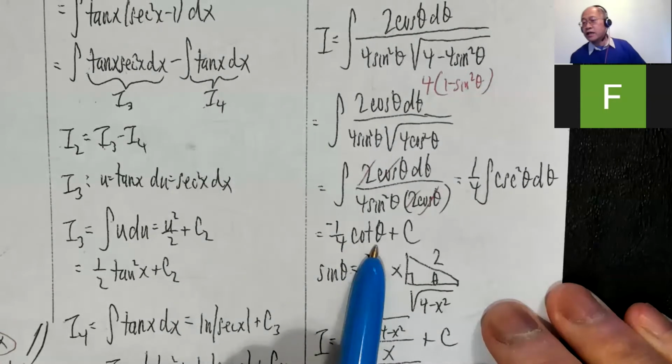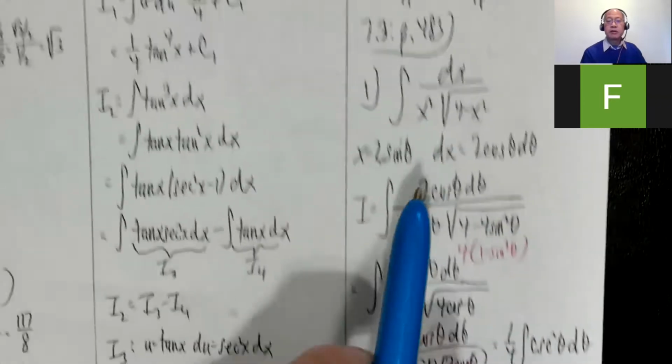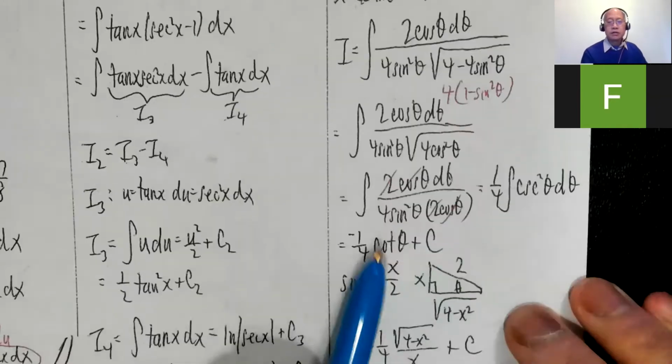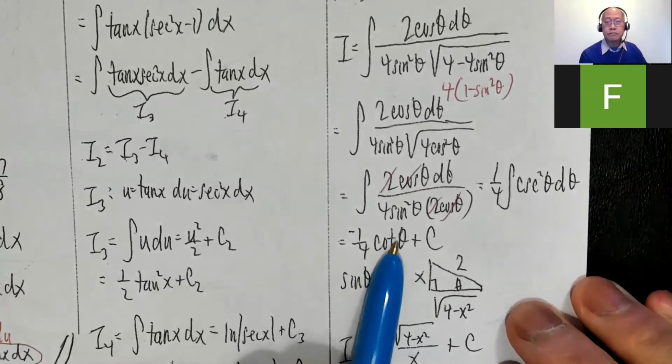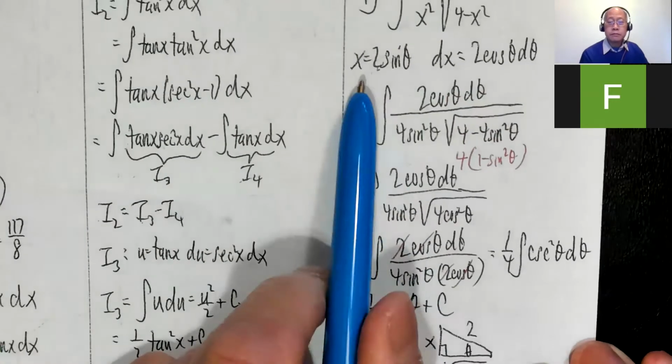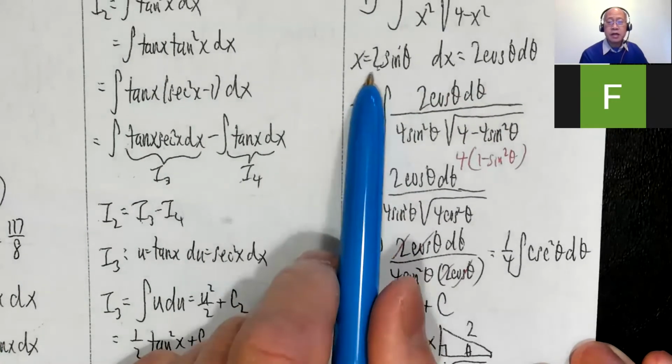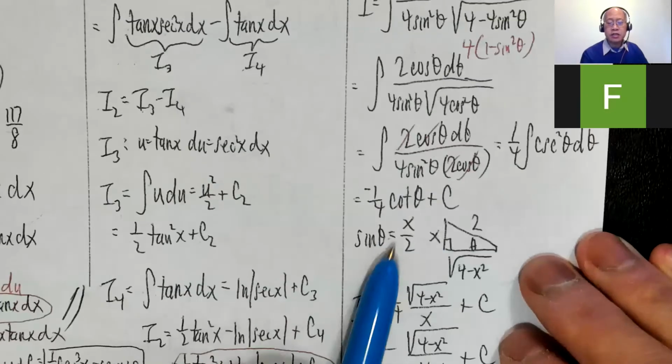I mean, stop and think about it. You can't leave your answer like that, right? What was the original problem? The original problem was x. So you can't leave your answer as theta. So how do I switch back? I switch over to trig now. So trig, x is 2 sine theta divided by 2. Sine of theta is x over 2.